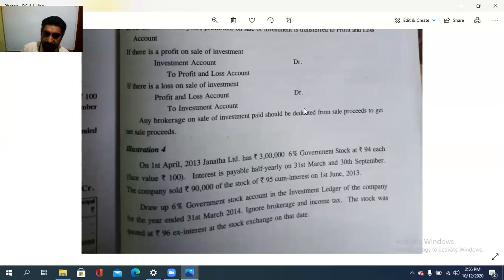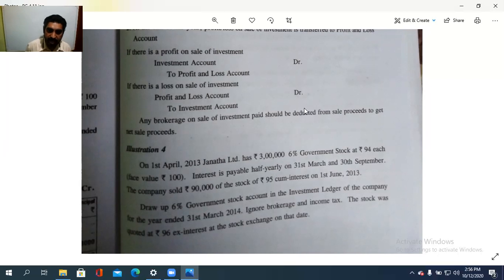On April 1st, 2013, Janata Limited has 6% government stock at rupees 94 each, face value rupees 100. Interest is payable half yearly on 31st March and 30th September. The company sold 90,000 of the stock at rupees 95 cum-interest on 1st July 2013. Draw the 6% government stock account in the investment ledger of the company for the year ending 31st December 2013. Ignore brokerage and income tax. The stock was quoted at rupees 96 ex-interest at the stock exchange on that day.